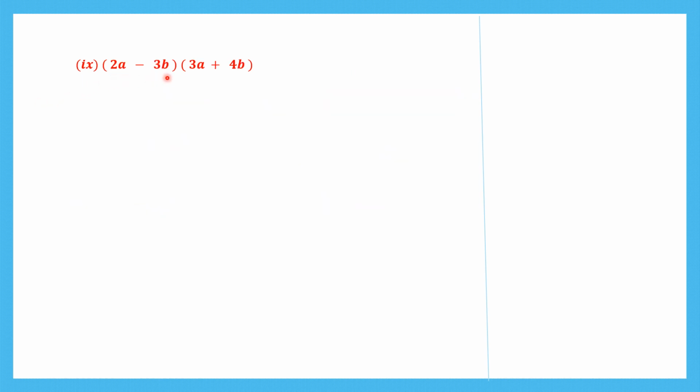Question 9, 2a minus 3b into 3a plus 4b. Again, the terms are all different, so we can use any method. We did the normal method, so let's do the direct method where we multiply the first terms. So these are the first terms, 2a into 3a. So let's do that. So that is 2a into 3a. This is the other direct method that we learned.